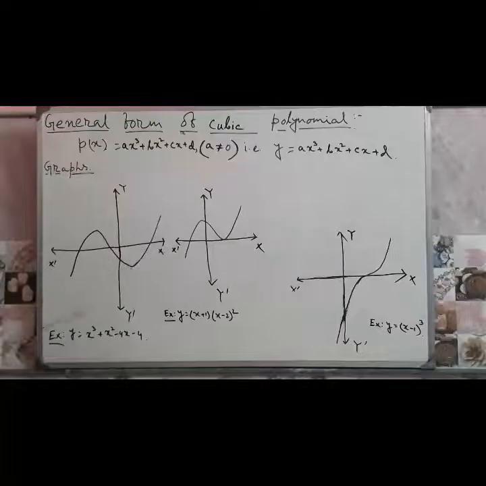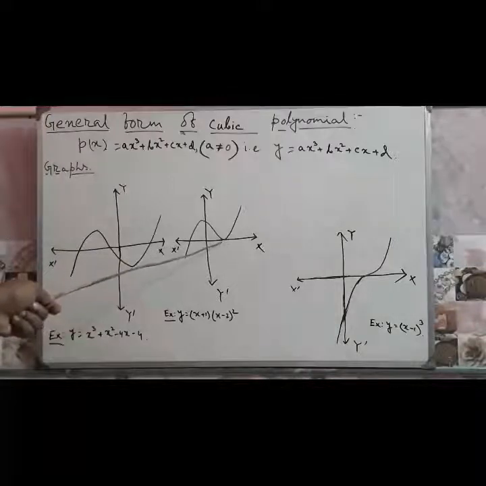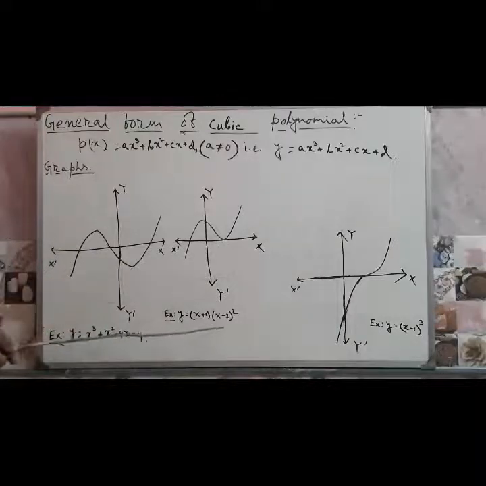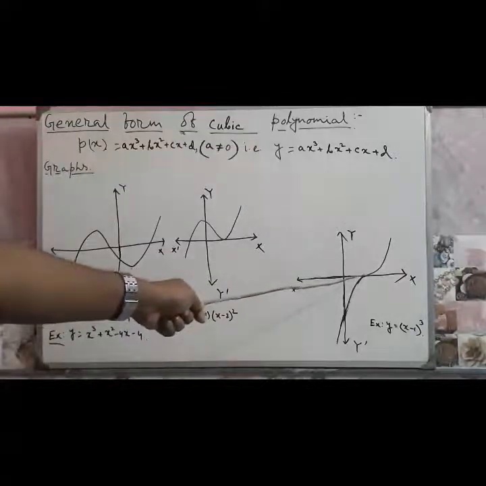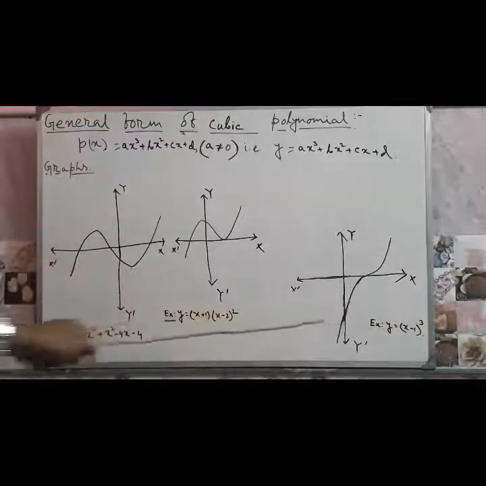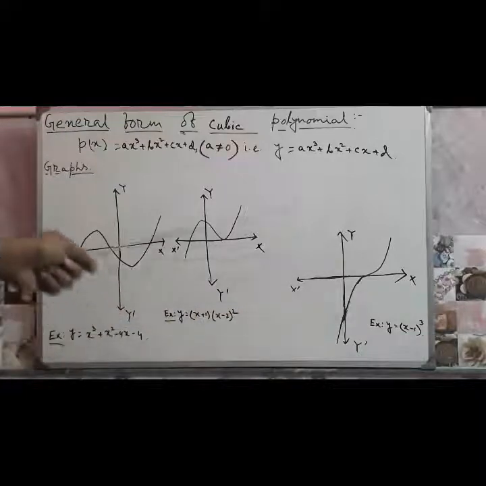Here you see, in this second case, there are also 3 zeros, but 1 zero coincides. The standard form of such a type of cubic polynomial will be this, and here all the 3 zeros coincide. Okay, these are the 3 examples of 3 cases.